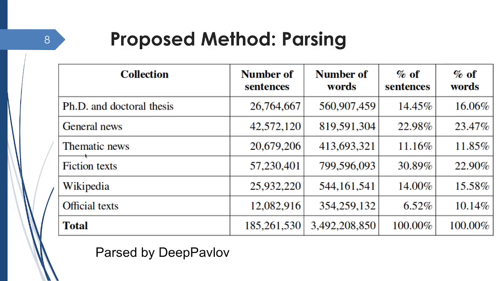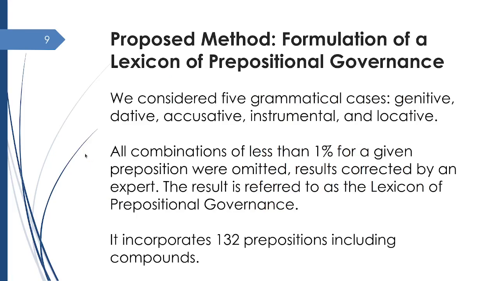We gathered a big collection of Russian texts consisting of 3.5 billion words divided into the following topics. The collection was parsed using the DeepPavlov library, since we found that it provides better precision and productivity. Then, we gathered statistics on frequency of co-occurrences of verbs and their dependent nominal and prepositional phrases. After that, we calculated frequencies of co-occurrences of 132 prepositions, including compounds, with Russian grammatical cases. We found out that in most cases a relative frequency less than 1% means regular mistakes made by the parser. Such information was filtered out, and the rest was manually checked.